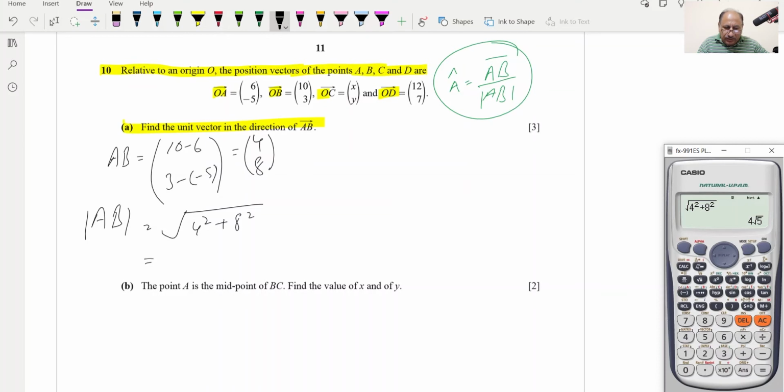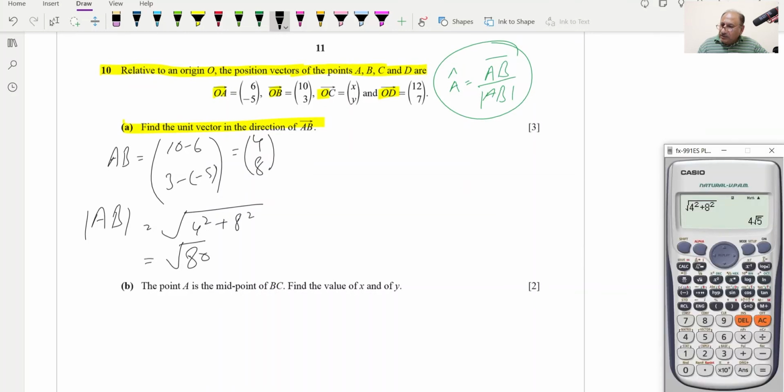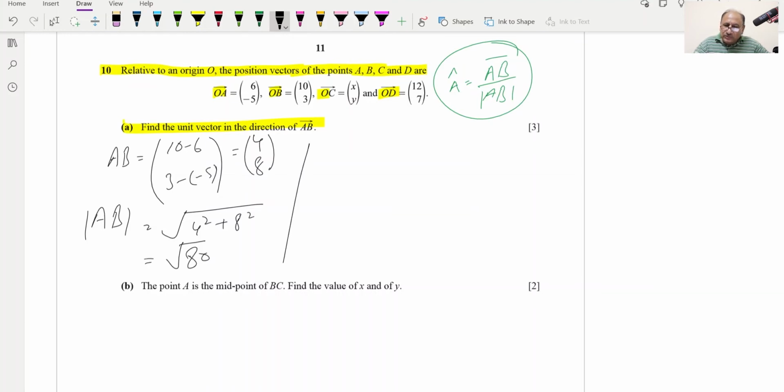Otherwise we can add also. 4 squared will be 16, and 8 squared will be 64, and this will be root 80. We can write root 80, or we can write 4 root 5 or the decimal value, whatever you like. I'm writing root 80. So now we can use this result.